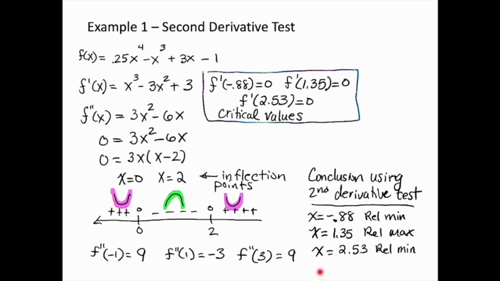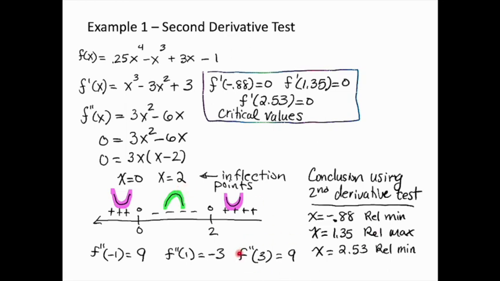If I check x is equal to 1.35, that would be this interval here between 0 and 2. This is on an interval that's concave down, which means that x is equal to 1.35 has to be the x-coordinate of a relative max because it's going to be the top of a hill.